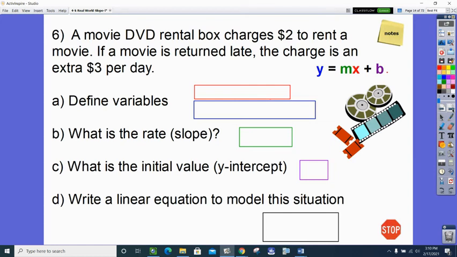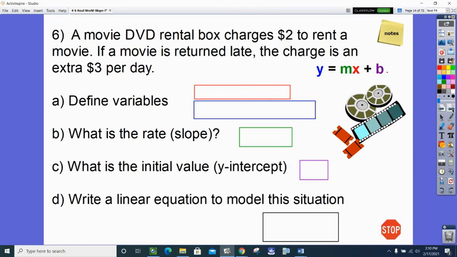Okay, so let's take a look at this last one. And this last one is all in words. So we're going to use the words to write our y equals mx plus b. And then we can talk about what we would do if we wanted to make a prediction. So it's one of those movie rental boxes, the Redbox or something like that. There's a DVD rental, which pretty soon are probably going to be gone. And it charges $2 to rent a movie. So if you take a movie, you pay $2.